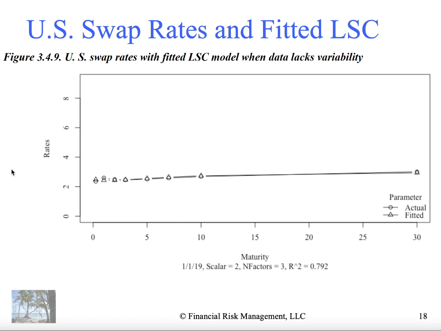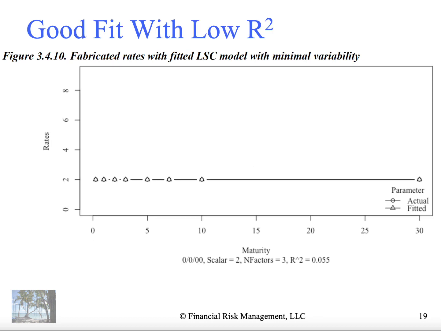If you see a low R squared, you may want to check your curve just to see if there's very little variability to begin with. This is an example. This is a fabricated, nearly flat curve, but the R squared is almost 0. So typically, if curves are very flat, you have to be cautious in how you interpret the R squared.